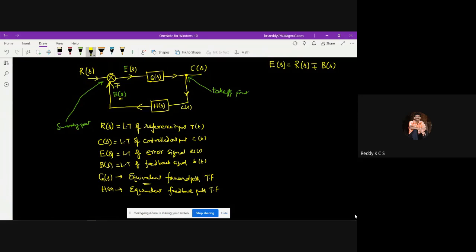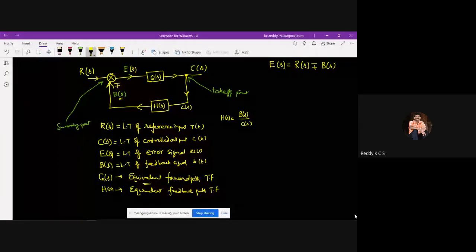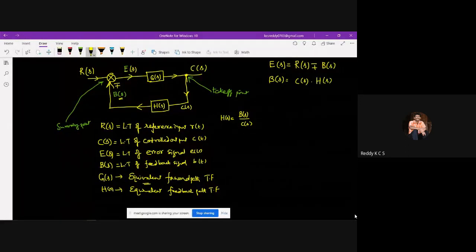If I take the transfer function formula, H of s is equal to output by input. What is the output for the H of s block? It is B of s. And what is the input for the H of s block? C of s. So from this, B of s can be written as C of s into H of s.